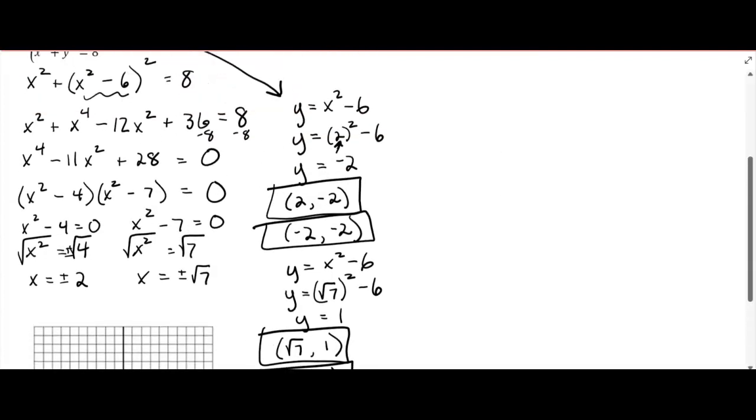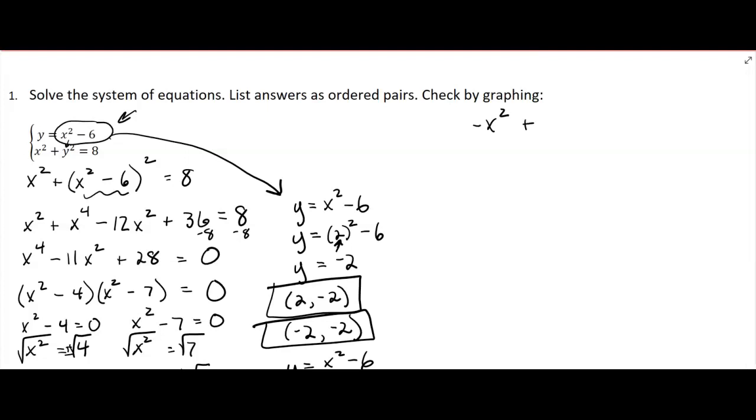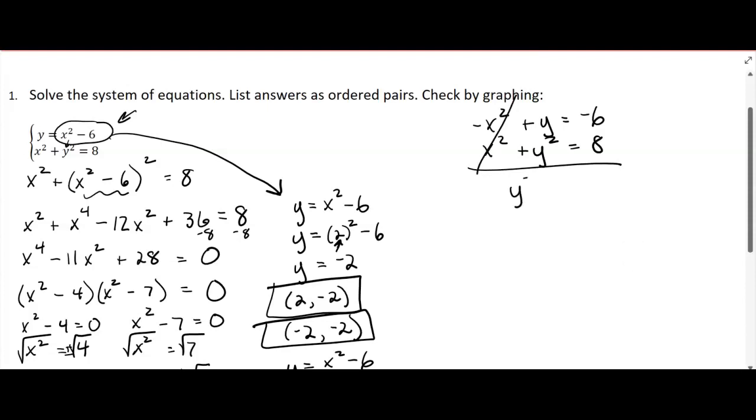I'm going to show you the other way that I solved it on the answer key. I took this top equation and I moved x squared to the other side. So negative x squared plus y equals negative 6. And then x squared plus y squared equals 8. When you do that, these x squareds cancel out, which is great. But then you have y squared plus y equals 2.